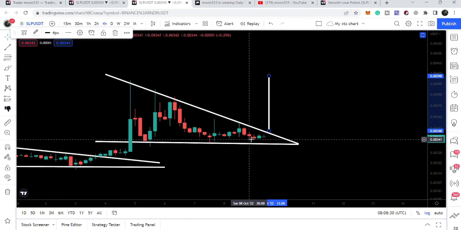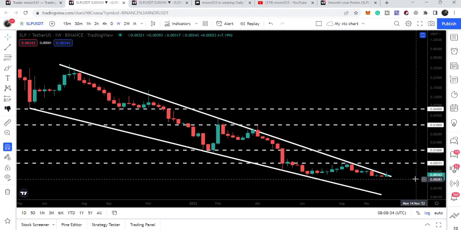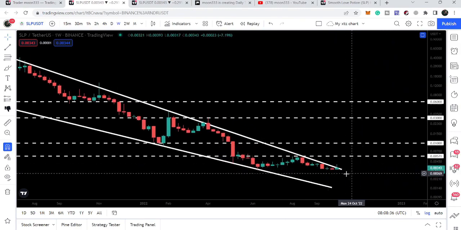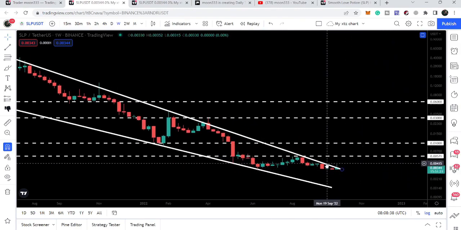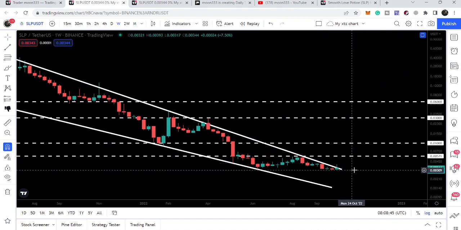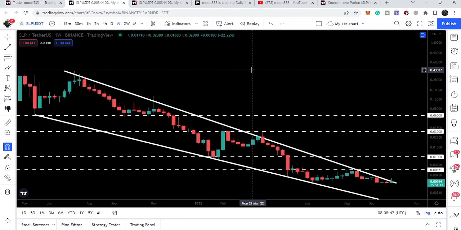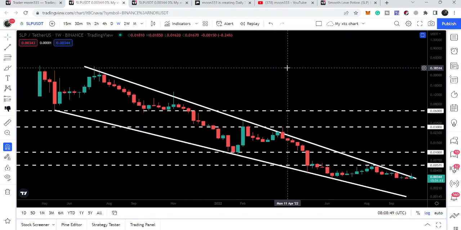And after breaking out this descending triangle, there will be a very high probability, even certainty, that it will break out this very long-term down trend line resistance on the weekly time frame chart as well, the resistance of this falling wedge pattern. And by the way, the target for this falling wedge pattern, once it is able to break out, will be here at the top of the wedge. That will be approximately 35 to 36 cents.